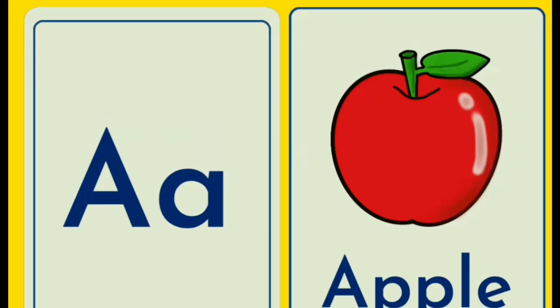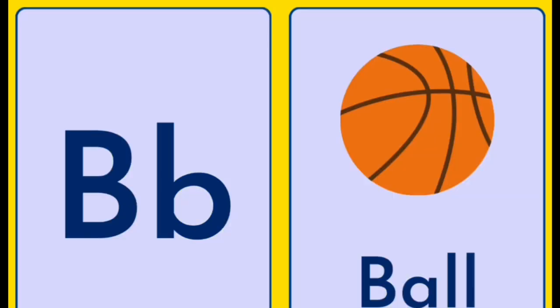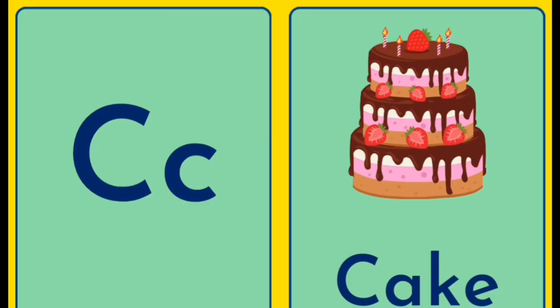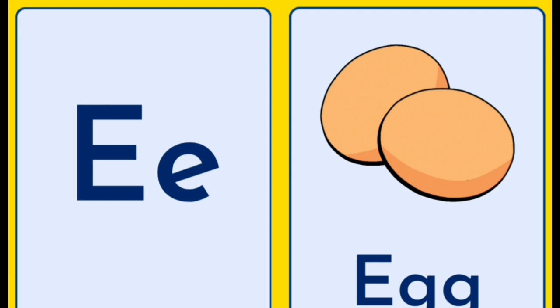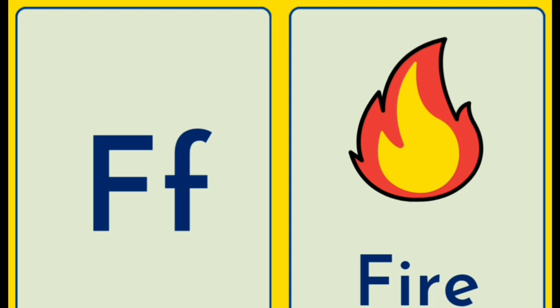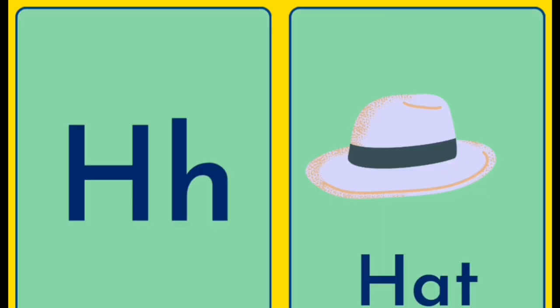A for apple. B for ball. C for cake. D for duck. E for egg. F for fire. G for guitar. H for hat.